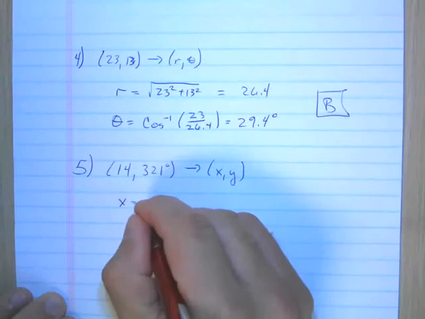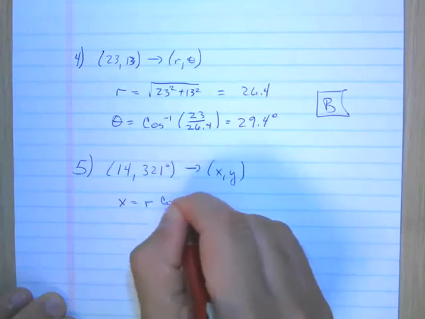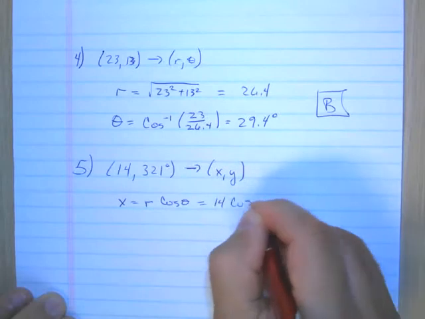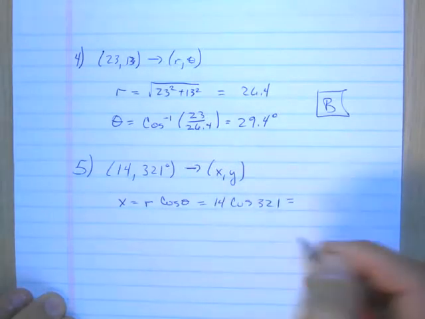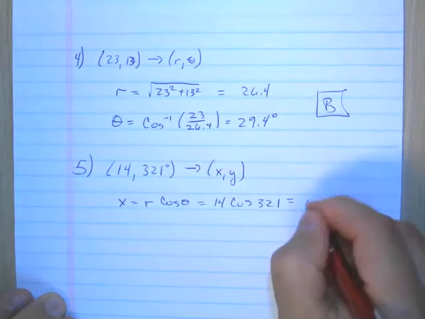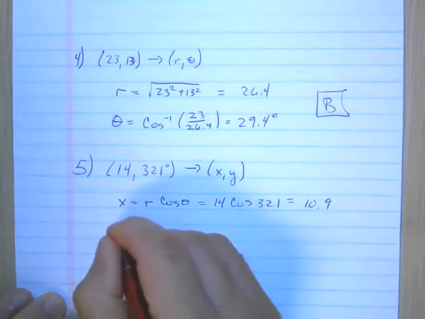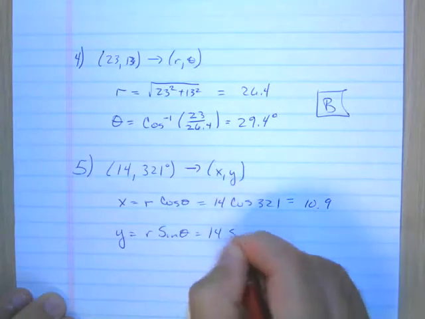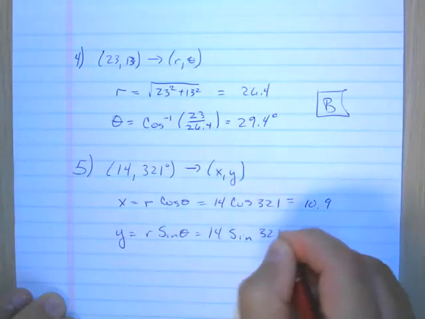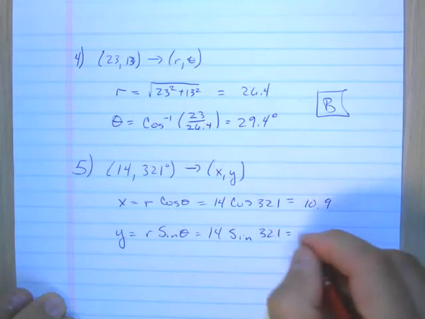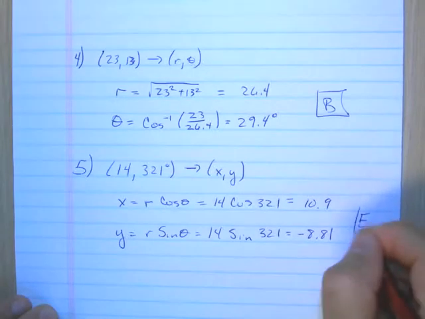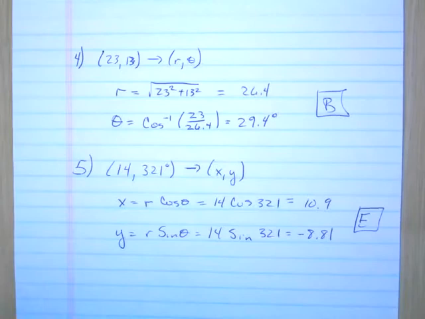Okay, well, x is equal to r cosine theta, so that's going to be 14 cosine of 321, which comes out to be 10.9. y is equal to r sine theta, which is 14 sine of 321, which is minus 8.81. So if we then look, the correct answer was given as answer E.